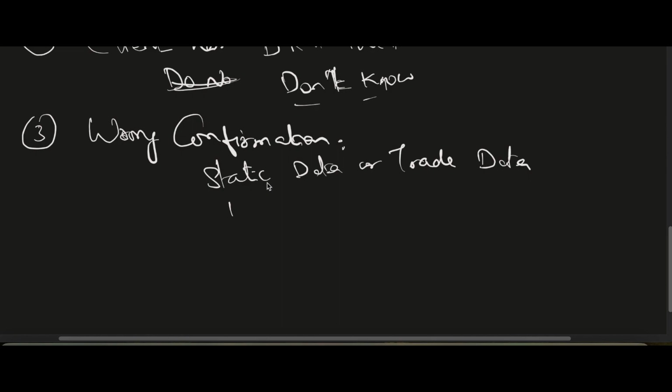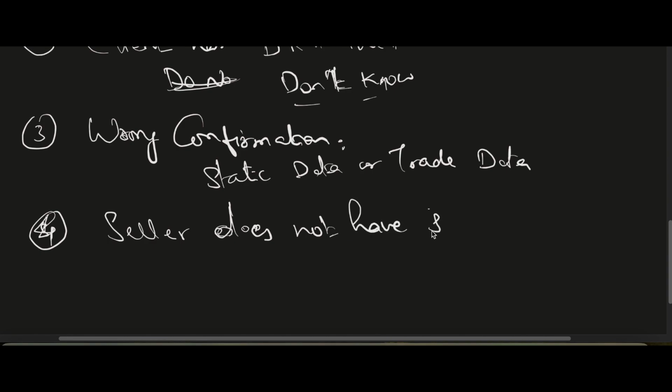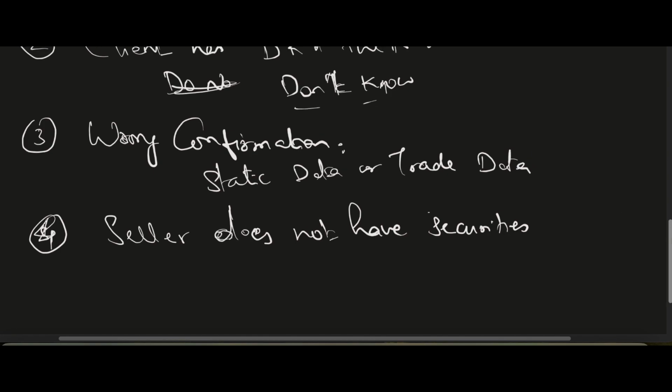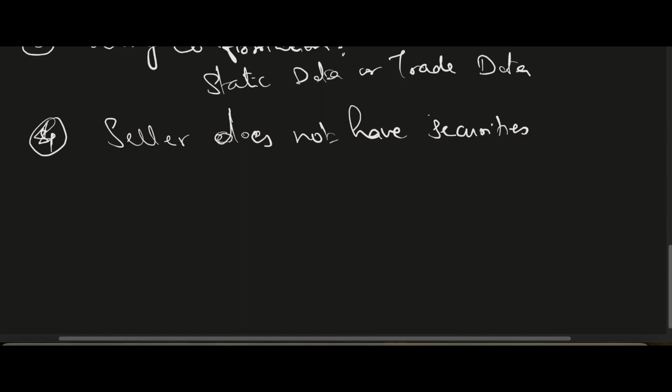Okay, then the next one, the fourth point. Imagine the seller does not have enough securities or shares. The seller said he is going to sell 1000 shares, but he has only 100 shares. So again, a punching error is possible. So now it will be a failed trade.